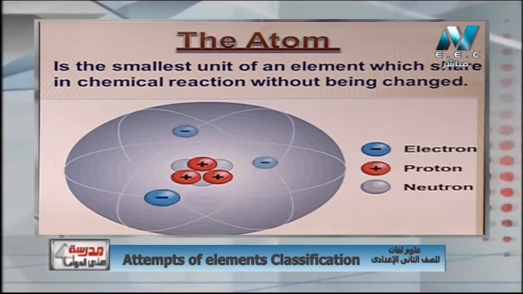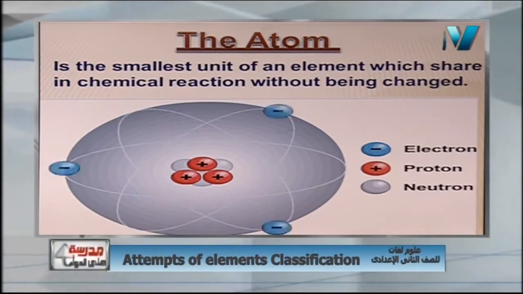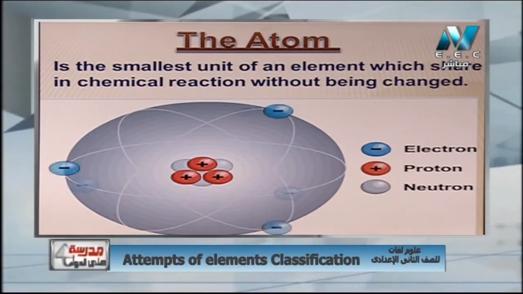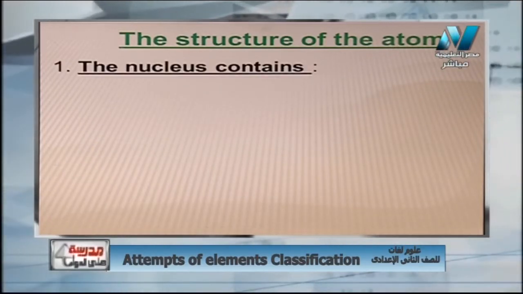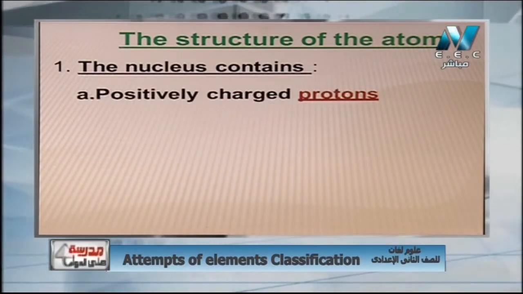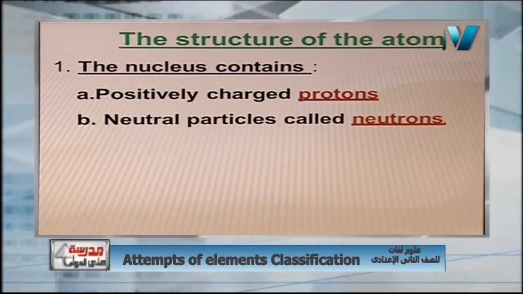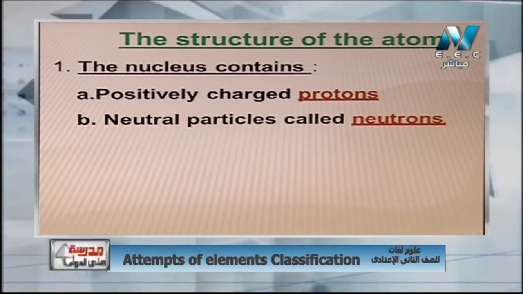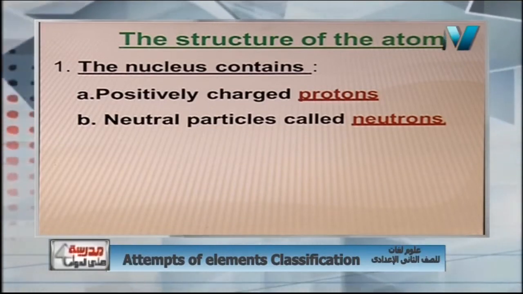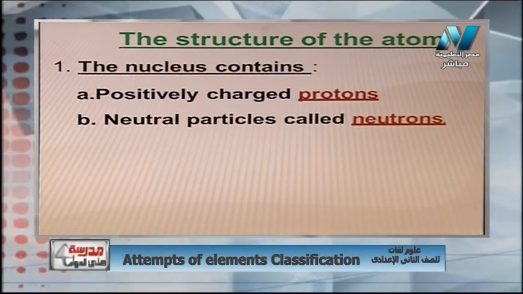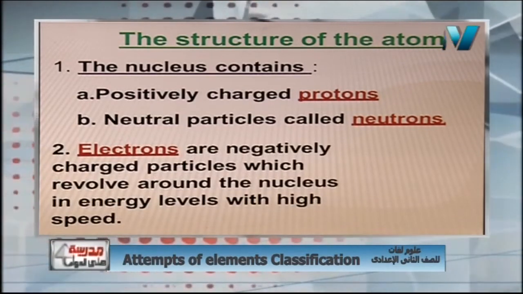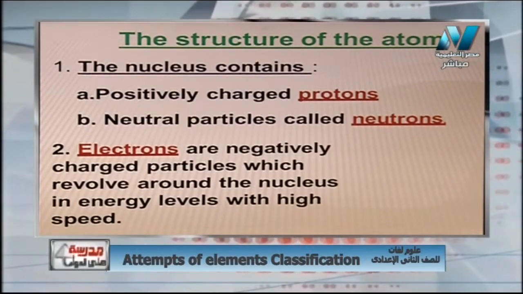So the atom consists of nucleus and electrons, and inside the nucleus there are positive protons and no-charge neutrons. So what's the structure of the atom? First, the nucleus, which contains, as we said, positively charged protons and neutral particles called neutrons. This is the mass of the atom, because it is the total mass of protons and neutrons, and both of them give the mass number. The second part in the atom is the electrons. The electrons are negatively charged particles which revolve around the nucleus in energy levels with high speed.